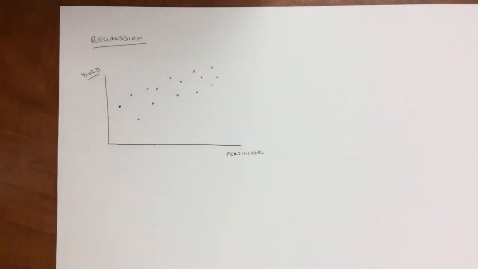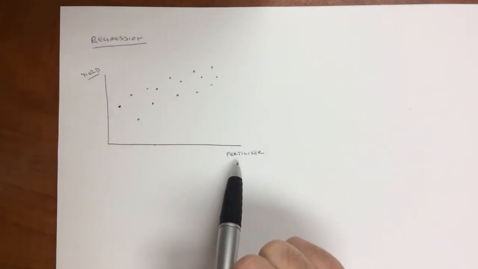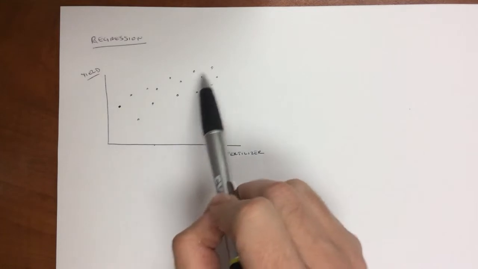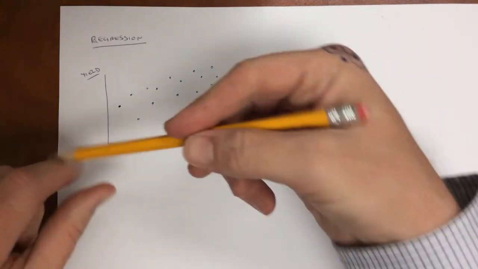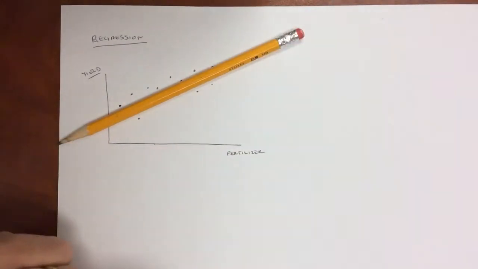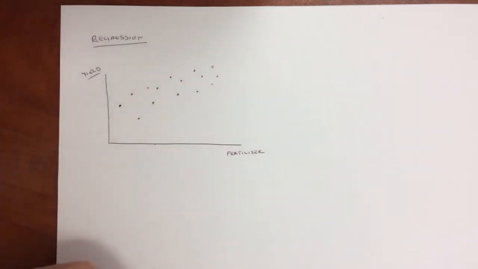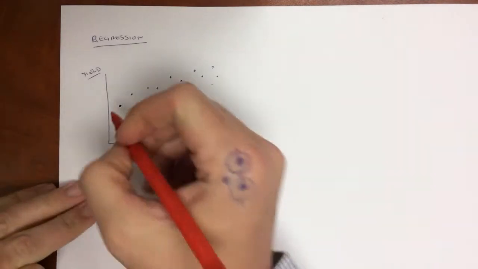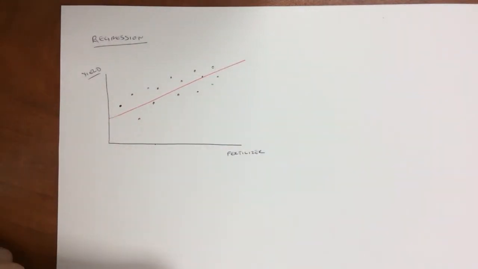these two. And now the question we want to ask is, what's the relationship between yield and fertilizer? And as we see the data points line up this way, it's almost as if we could draw a line right about here that describes that relationship. And that's exactly what regression analysis is designed to do. So regression analysis is designed to draw a best fit line that represents that relationship.